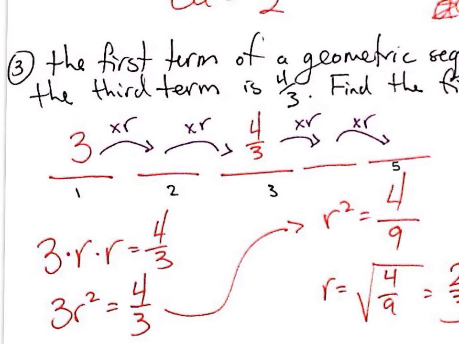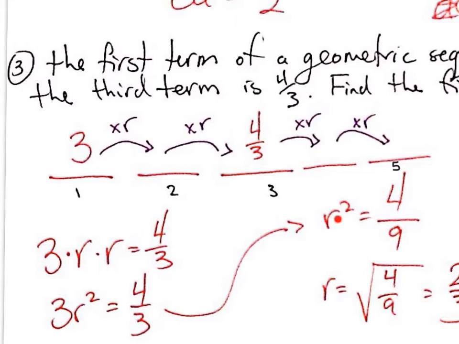So, because it's geometric, we know we multiply by r, and we multiply by r, meaning 3 times r is 4/3. This is what I wrote out right here. This whole taking a situation and describing it mathematically. Cool. 3 times r is 4/3. In other words, 3r squared is 4/3.